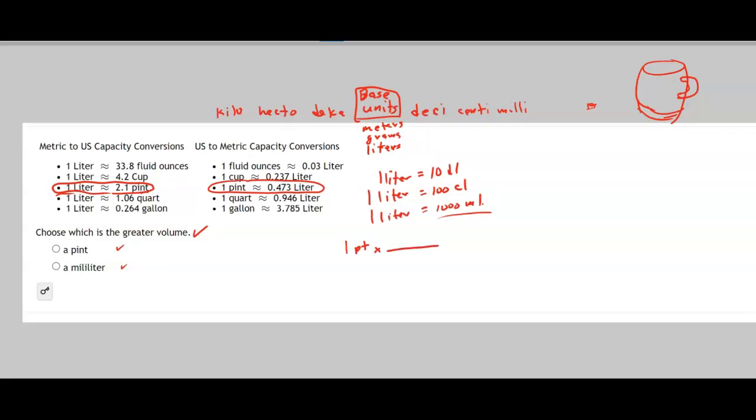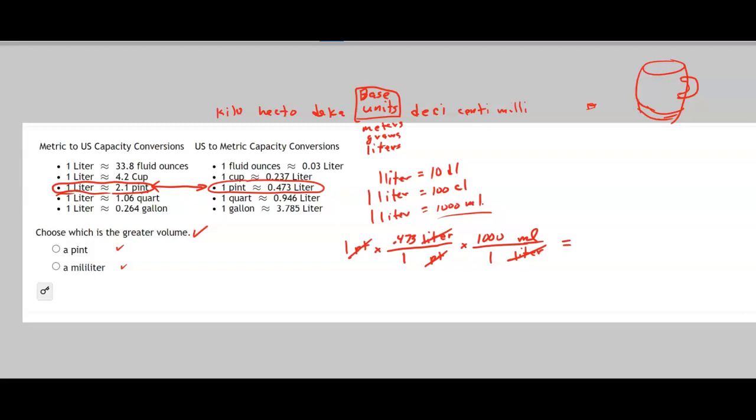So we need to use that conversion. Pints would have to be converted to liters first. And we can use either one of these, it's fine. I'm going to use 1 pint is equal to 0.473 liters, because then I don't have to do any division. My pints will reduce, and then I want to convert liters to milliliters, and 1 liter is 1,000 milliliters. So our liters will reduce.